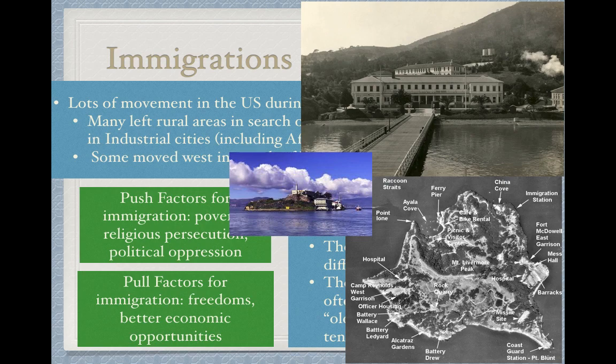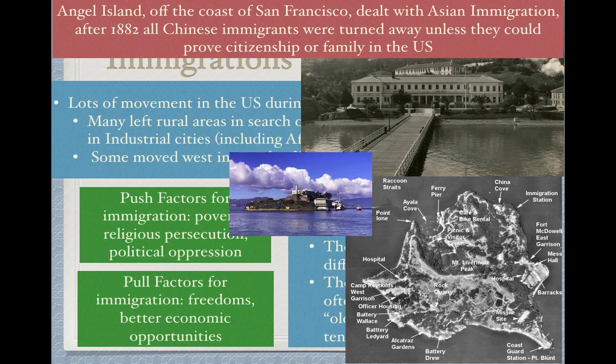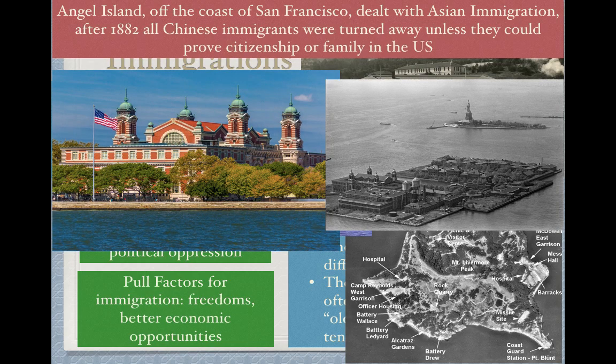This is Angel Island. Angel Island is in California, off the coast of California. This would be where Asian immigrants would be brought near, as it says, near San Francisco to deal with Asian immigration. After 1882, all Chinese immigrants would be turned away because of the Chinese Exclusion Act, unless they could prove that they had U.S. citizenship or family in the United States.